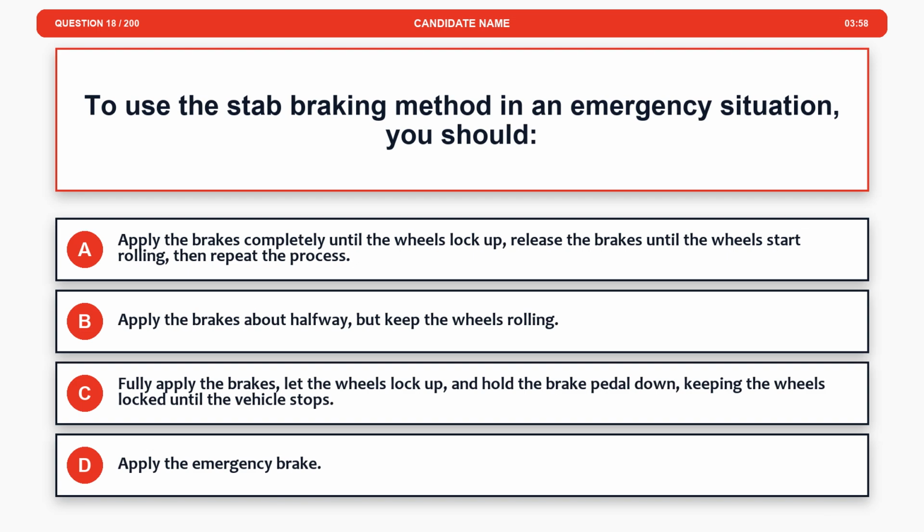Question 18. To use the stab braking method in an emergency situation, you should: Option A. Apply the brakes completely until the wheels lock up, release the brakes until the wheels start rolling, then repeat the process. Option B. Apply the brakes about halfway, but keep the wheels rolling. Option C. Fully apply the brakes, let the wheels lock up, and hold the brake pedal down, keeping the wheels locked until the vehicle stops. Option D. Apply the emergency brake.